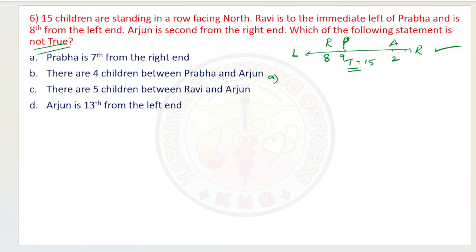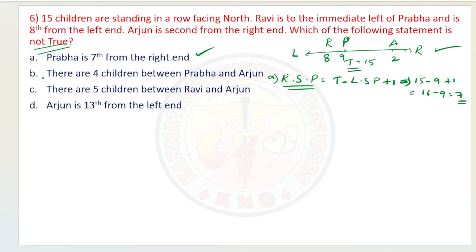So now let us calculate Prabha's right side position. Okay, we have a formula, right? So right side position is equal to total minus left side position plus 1. So this is equal to total is 15 minus left side position of Prabha is 9 plus 1. So 15 plus 1 is 16 minus 9. This is equal to 7, correct? So Prabha is 7th from the right end. So right side position of Prabha is 7. This is true.